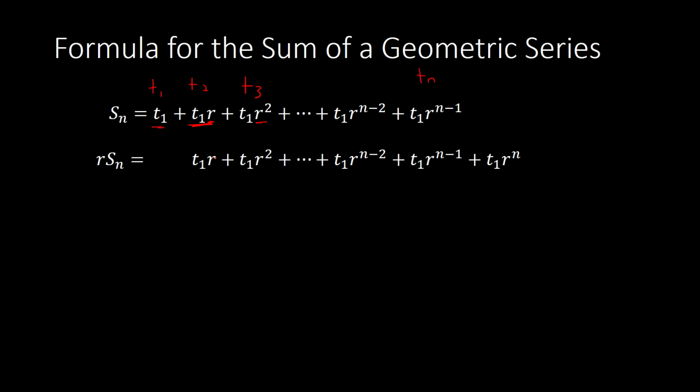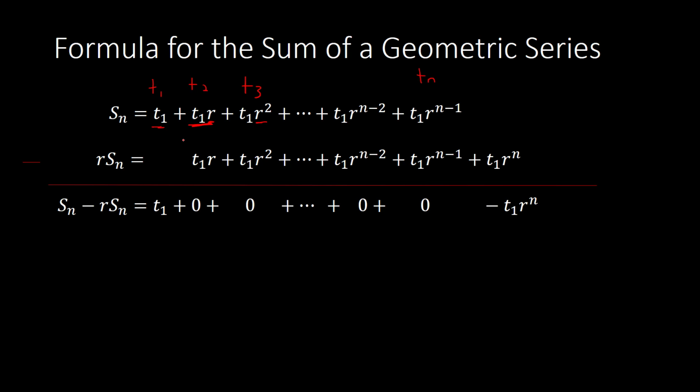And what I can do from here is subtract these two equations from each other. On the left side, s sub n minus r s sub n. And over here we have t1 minus, there's nothing to subtract it with, so we just have t1. But then t1 times r, subtract that from t1 times r, that will cancel. And then t1 r squared minus t1 r squared will cancel. And all of these will cancel all the way until the end, except for right here, there's an assumed 0.